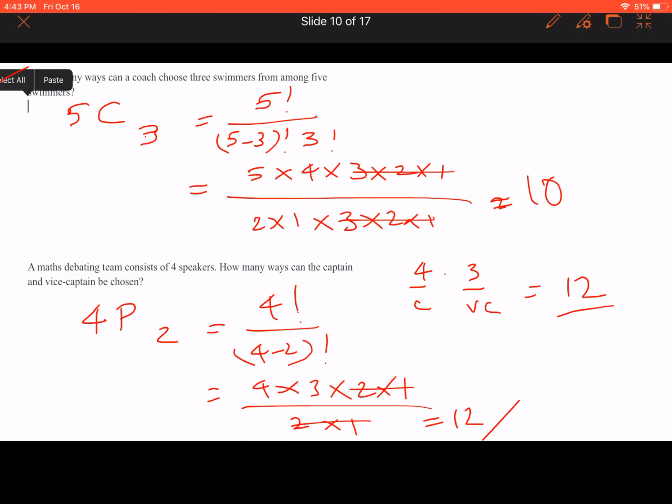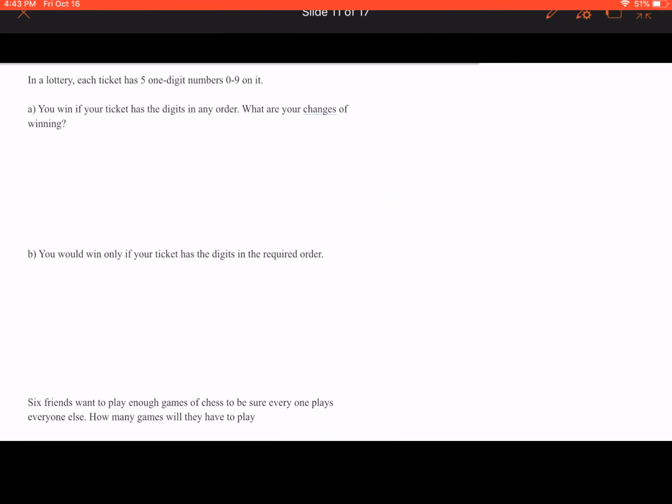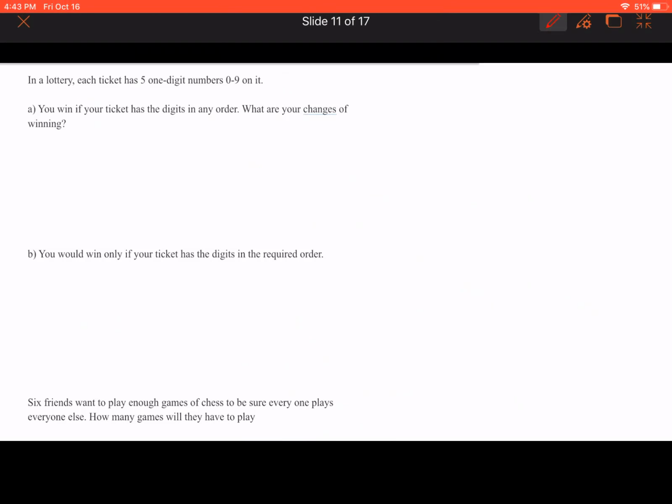Okay, we'll see the next 2 more problems. In a lottery, each ticket has 5 one-digit numbers, 0 to 9, on it. So the total number of digits, that is n, is equal to 10. Okay, and they are going to pick 5.